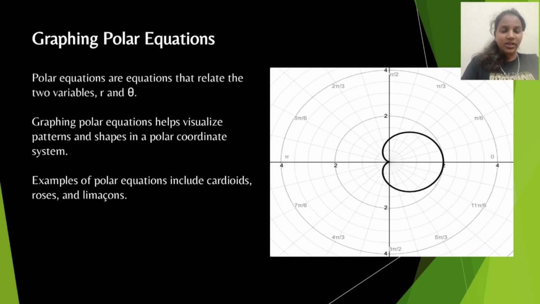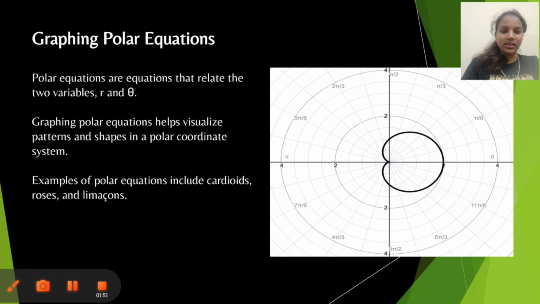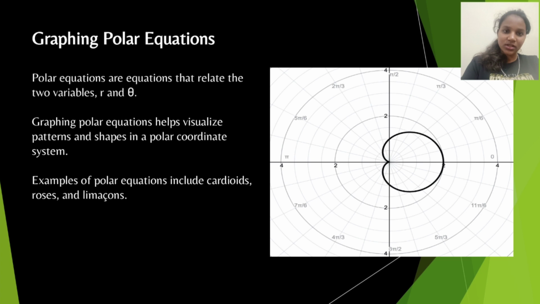Graphing polar equations. Polar equations are equations that relate the two variables r and theta. Graphing polar equations helps visualize patterns and shapes in a polar coordinate system. Examples of polar equations include cardioids, roses and limaçons.